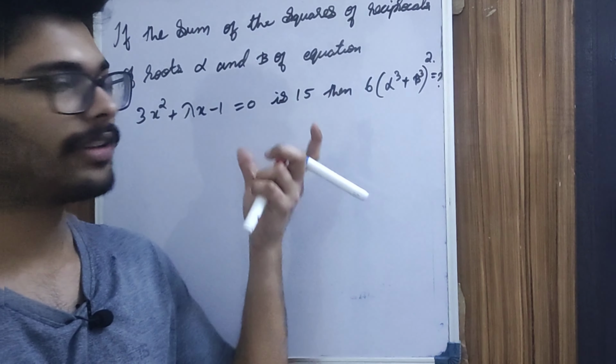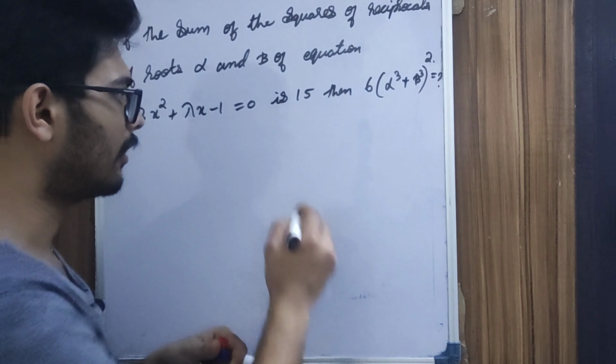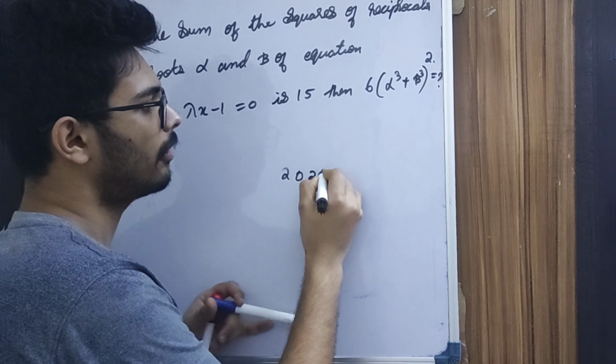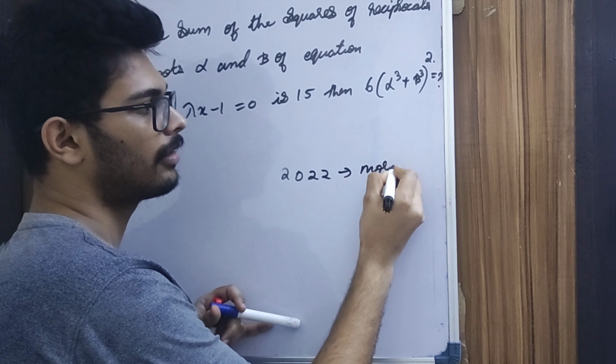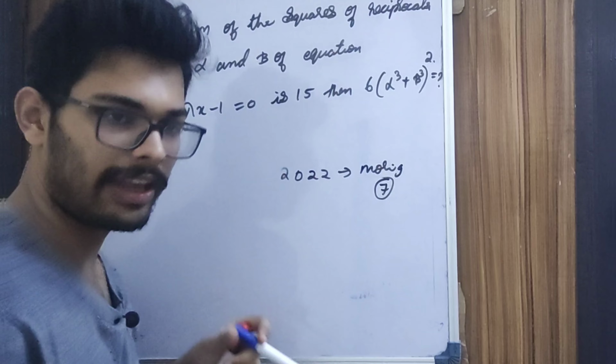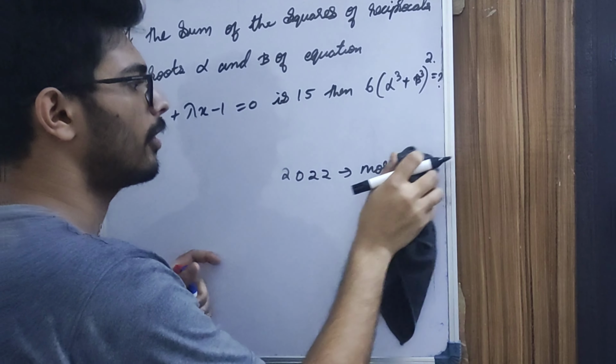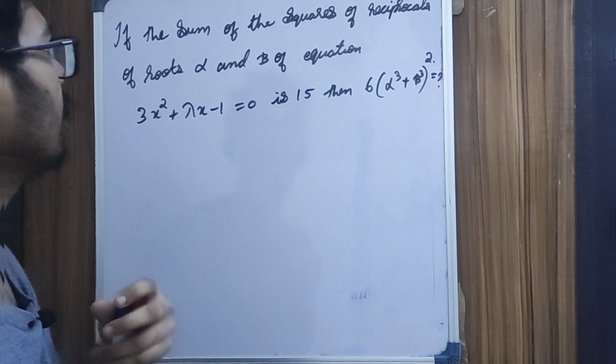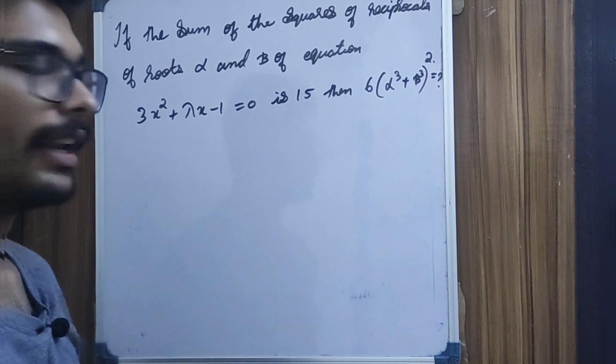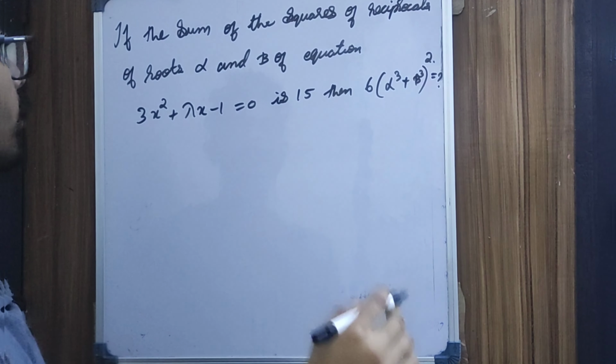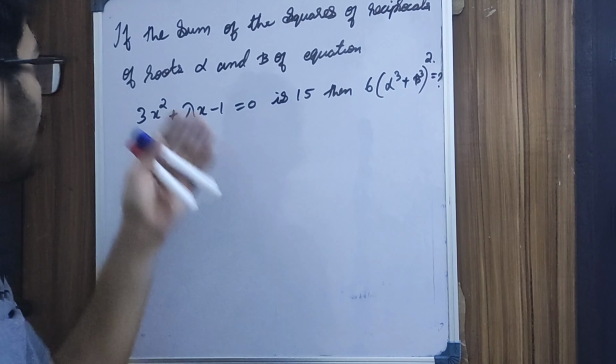In this video, we are looking at a JEE Mains question, and the question is from 2022 morning shift, question number 7. So we have a question on the topic quadratic equation. We can look at how we can solve this question in an easy way. In order to solve the question, first we can look into the question.